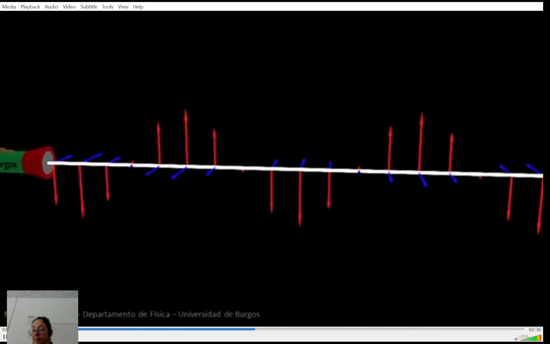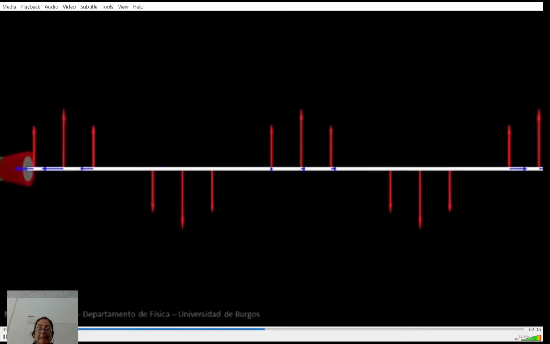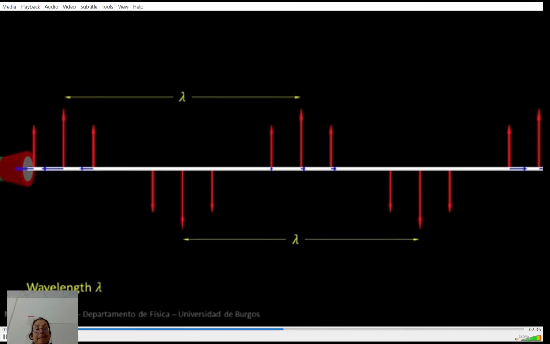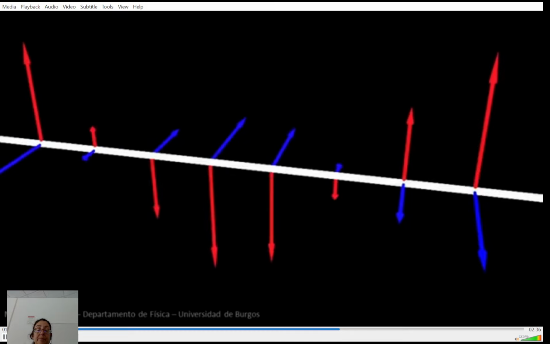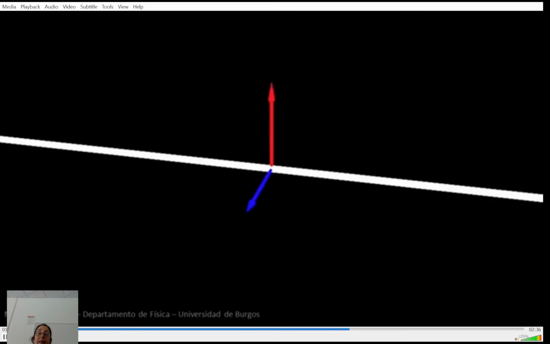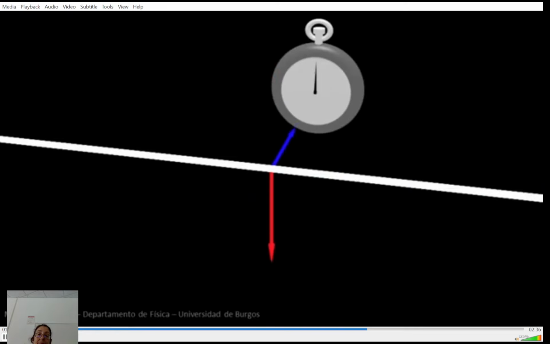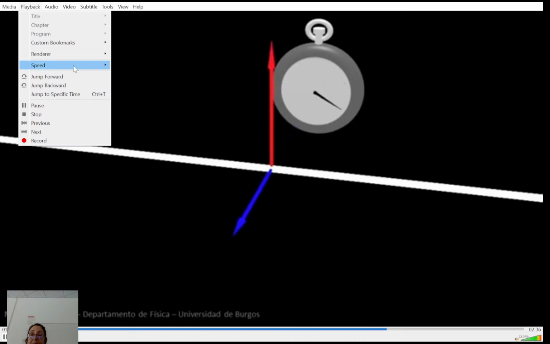Now let's freeze the image at any time. The distance between two consecutive maxima or two consecutive minima is the wavelength of our beam. It is often represented with the symbol lambda, the Greek equivalent of our L. Different sources of light, whether or not visible, will normally emit electromagnetic waves with different wavelengths. Now focus on a specific point of the beam and observe the two fields defined at that point. Let's measure the time it takes for both fields to complete an oscillation. This time interval is the period of the electromagnetic wave.